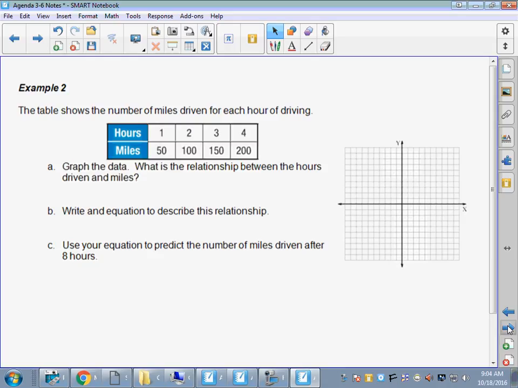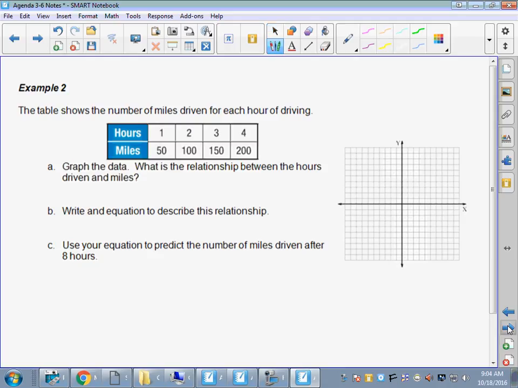This table shows the number of miles driven for each hour of driving. So in 1 hour we drive 50 miles, in 2 hours we drive 100, in 3 hours we drive 150 miles, and in 4 hours we drive 200 miles. Graph the data. That's easy, right?